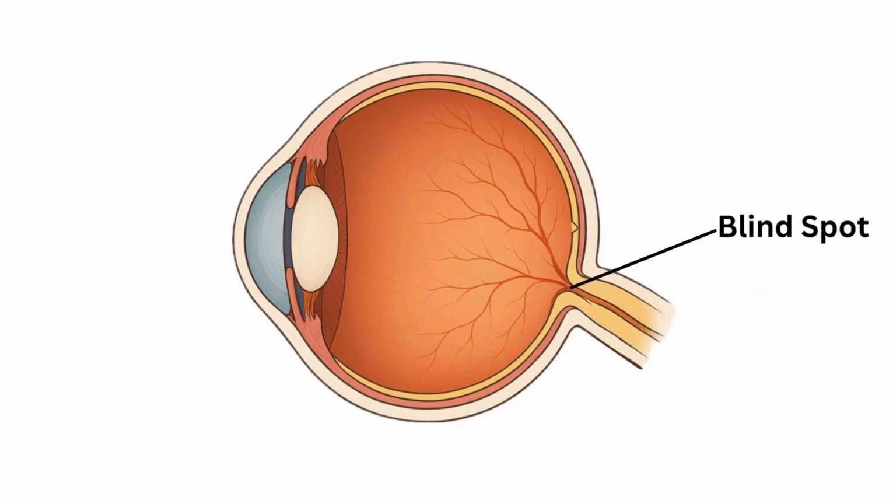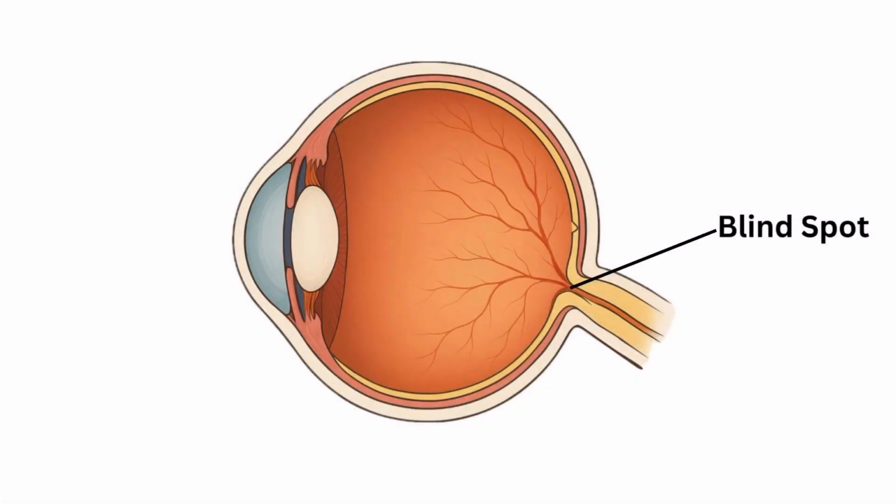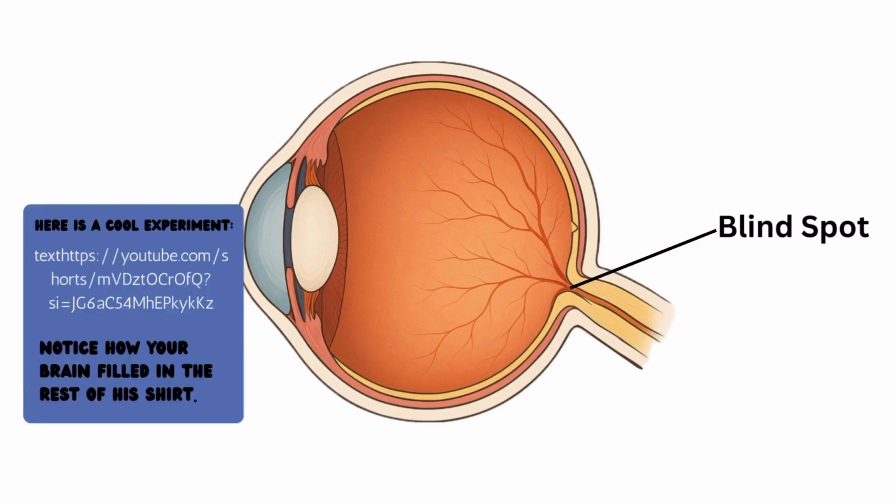Below it is the blind spot, an area with no rods or cones, so no vision occurs there. This is where the optic nerve leaves the eye and where the blood vessels enter. Your brain fills in the missing image automatically, so you never notice it.